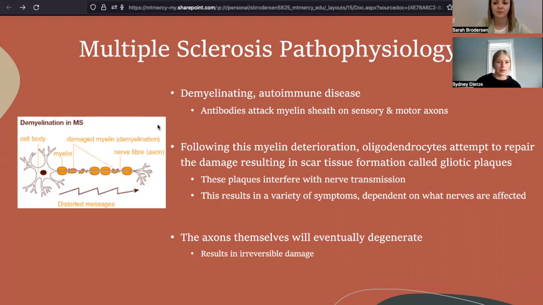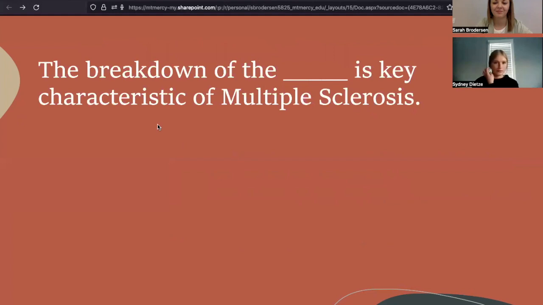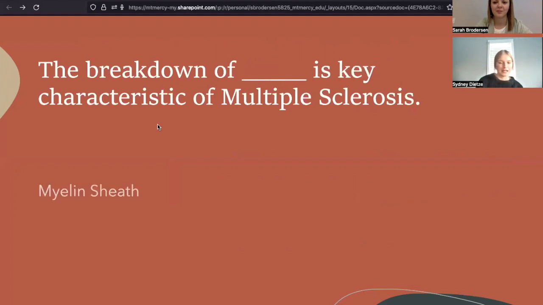The areas most commonly affected are the optic nerves, the cerebellum, cerebrum, brainstem, as well as the spinal cord. And then eventually the axons themselves will degenerate, and this results in the irreversible damage associated with MS. Okay, the breakdown of the blank is the key characteristic of multiple sclerosis. And then the answer is myelin sheath.